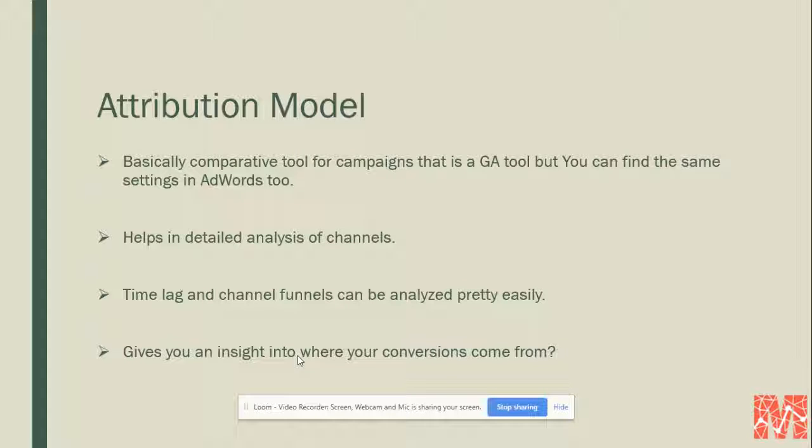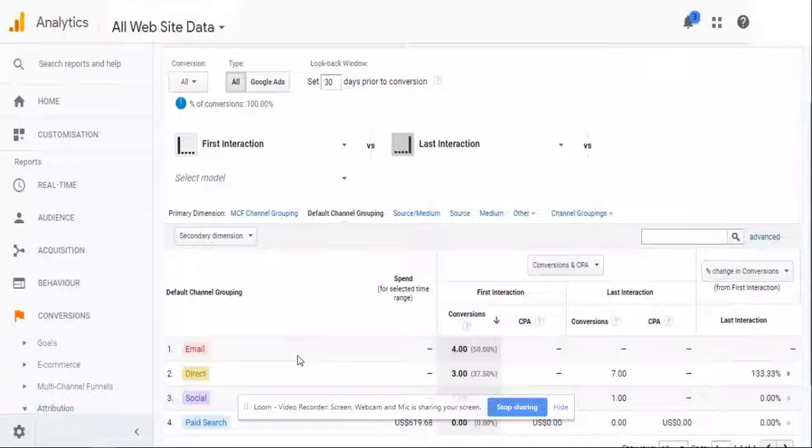Moreover, on the picture that is visible to you, I've highlighted the 4 bullets that you must know about the attribution model before we head forward. It is basically a comparative tool for campaigns. It is a Google Analytics tool, but you can find the same setting in AdWords too. It helps with detailed analysis of channels. Time lag and channel funnels can be analyzed pretty easily, and it gives you an insight into where your conversions come from. Now let's move on to the real thing, which is the attribution model.